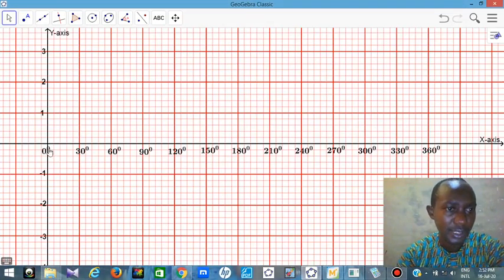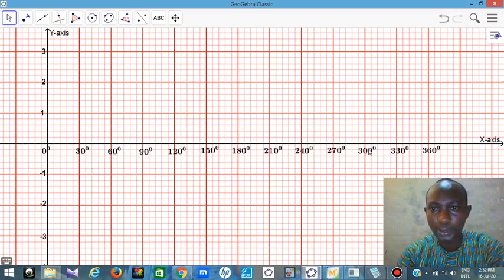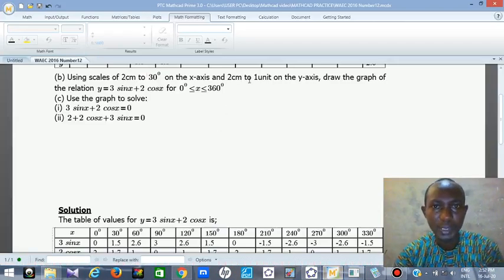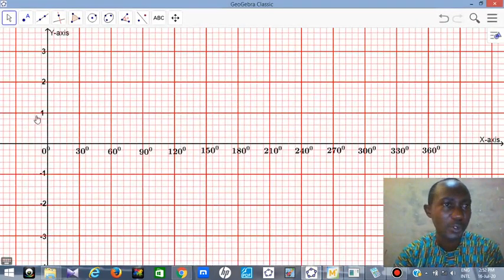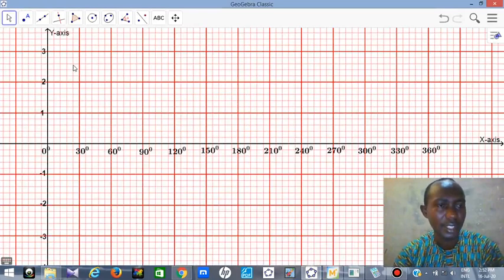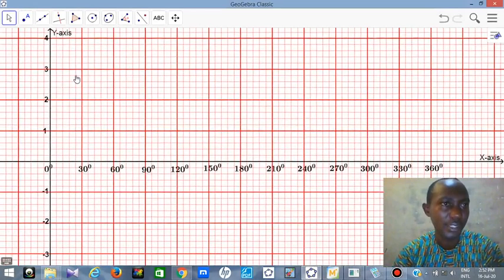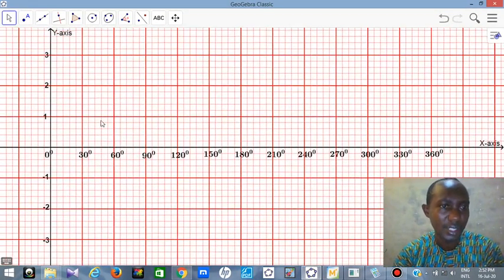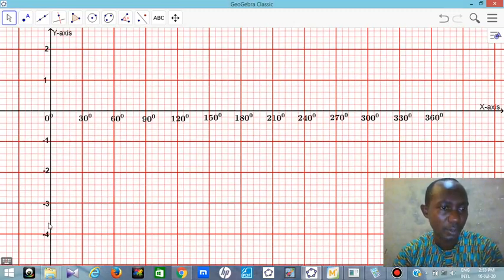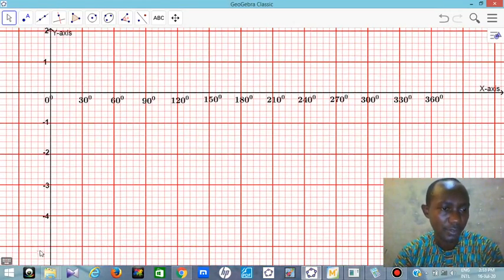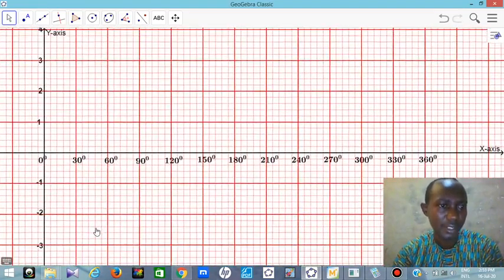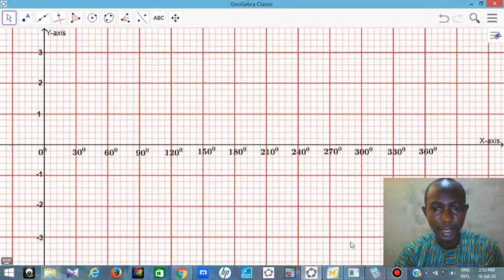So this is 0 degrees, the next 2 centimeters, 30 degrees, just like that, 60 degrees, 90 degrees, 120, down to 360 degrees. Then on the y-axis, the scale we should use is 2 centimeters to 1 unit. So 1 unit is multiples of 1, which is 1, 2, 3, 4, and we keep going, 5. I just stop at 4 since the highest value in the table is 3.6. Then the same thing with the negative side, I stop at -4. I didn't put 5 since my highest value is -3.6 on the table.